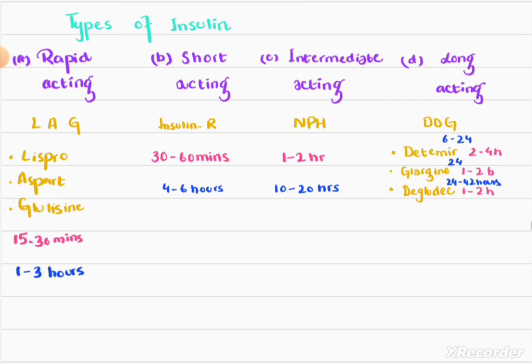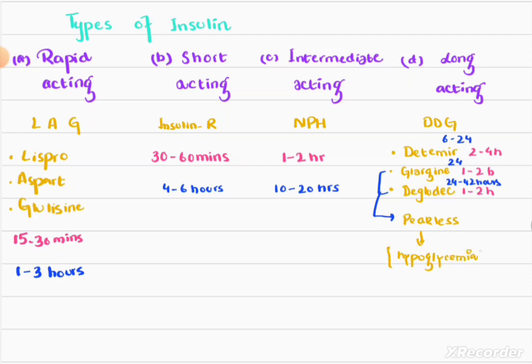So this is how the insulins vary in their onset, duration, and time of administration. Among all these insulins, the longer acting insulins, Glargine and Degludec, are also called peakless because they maintain a steady state of insulin and do not cause hypoglycemia, as they do not give any peak of insulin.